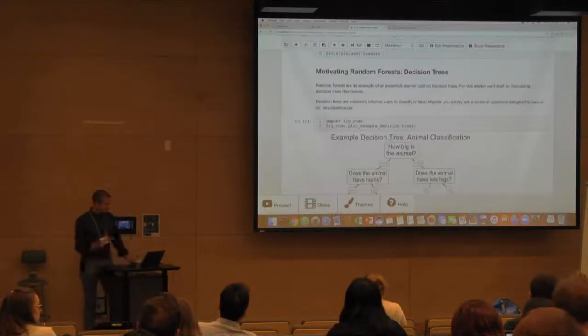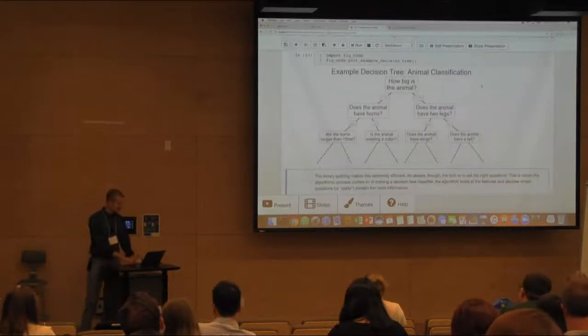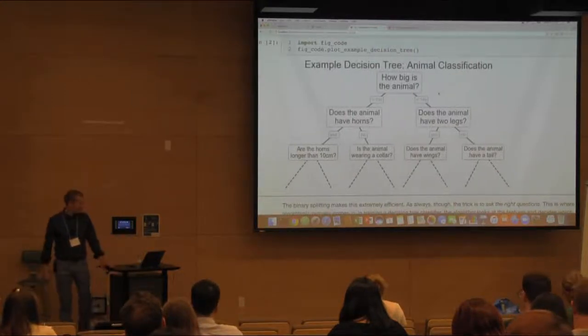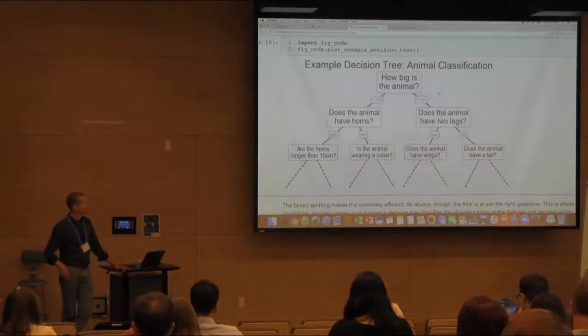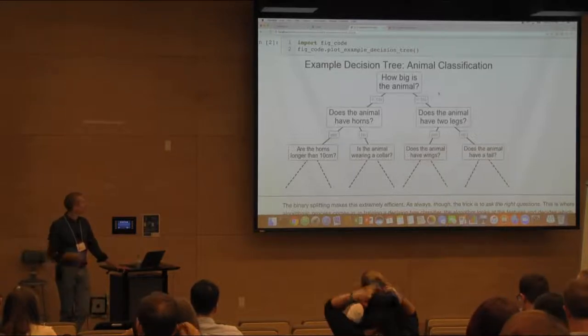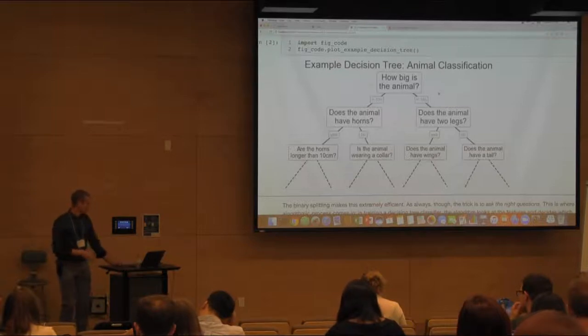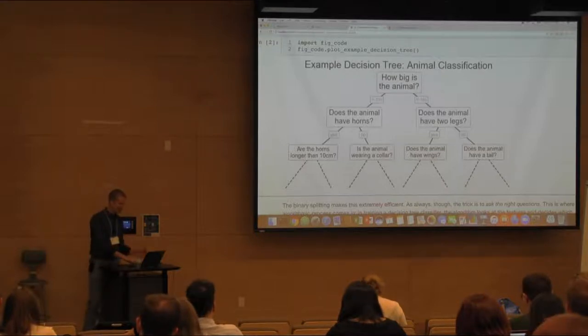First, to motivate random forests, this idea called decision trees. Decision trees are really a basic thing. If you've ever played that 20 questions game, is it bigger than a bread box? This is how you can narrow down on some very detailed categories with just a few questions. For example, if you're trying to build a decision tree to classify animals, you might start with how big is the animal? Is it greater than 1 meter or less than 1 meter?